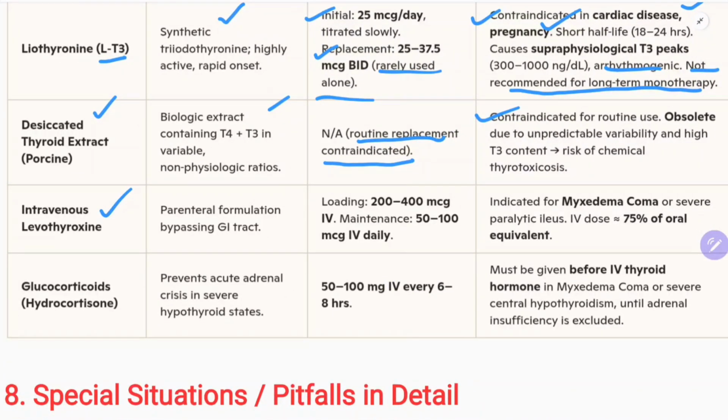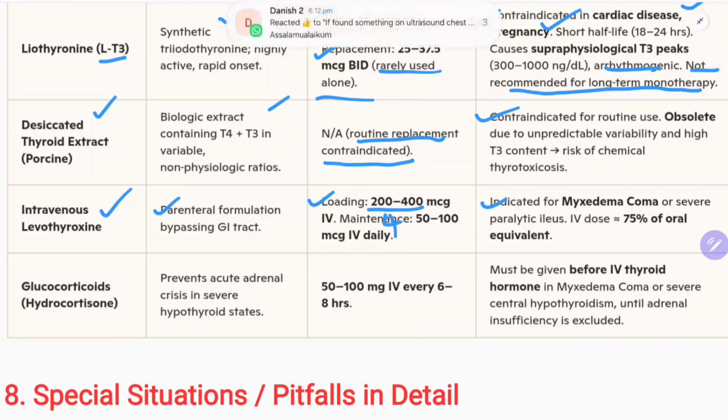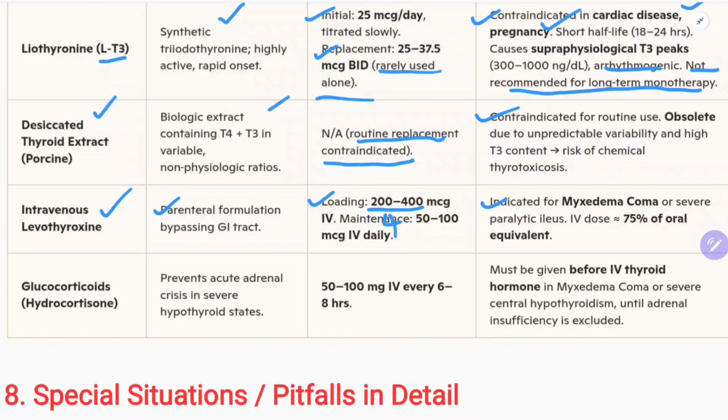Intravenous levothyroxine, a parenteral formulation bypassing the GI tract. Loading dose is 200 to 400 mcg, and the maintenance dose is divided by 4. One quarter of the dose is the maintenance dose, 50 to 100 mcg IV daily. Indicated for myxedema coma or severe paralytic ileus. IV dose is approximately 75% of the oral equivalent.